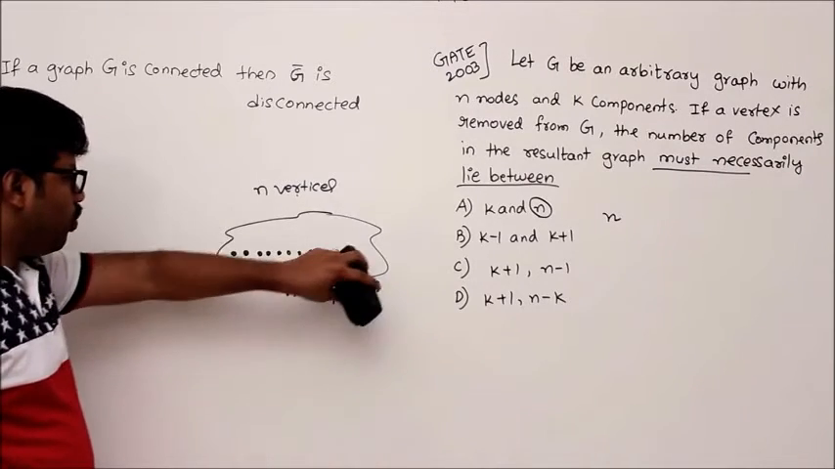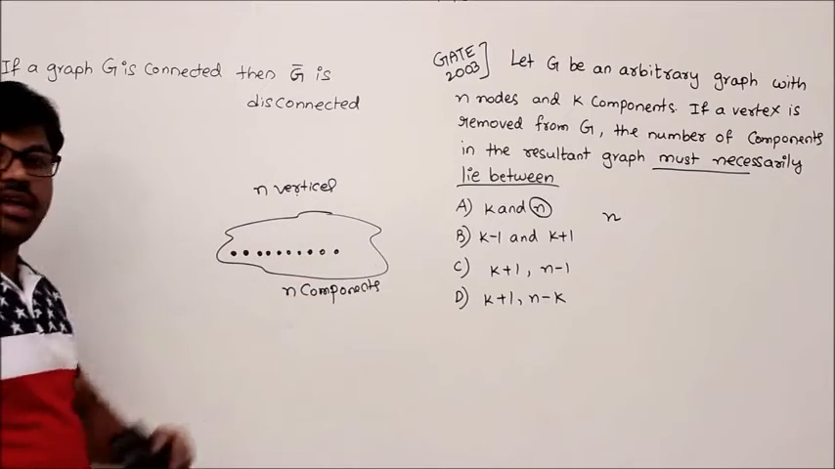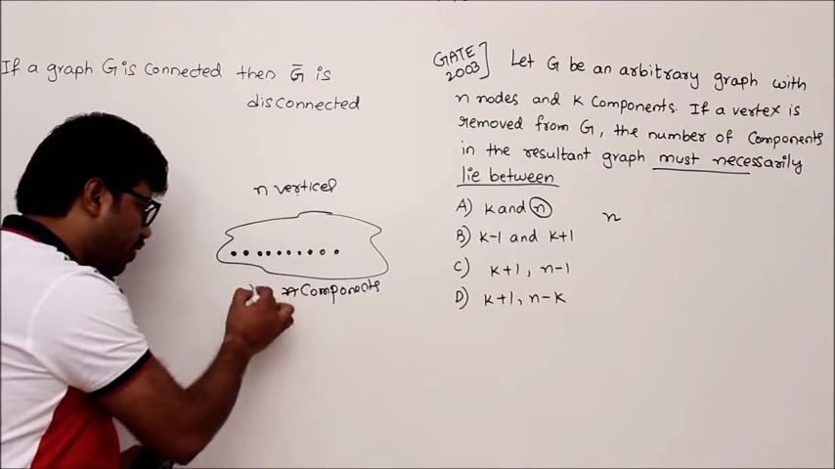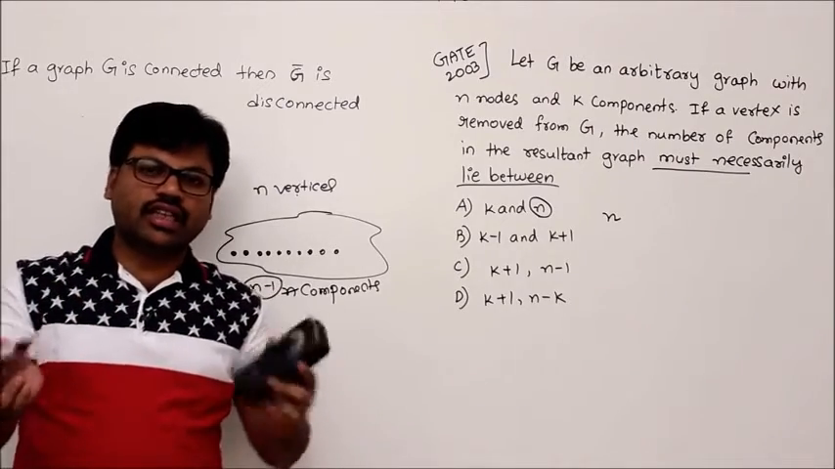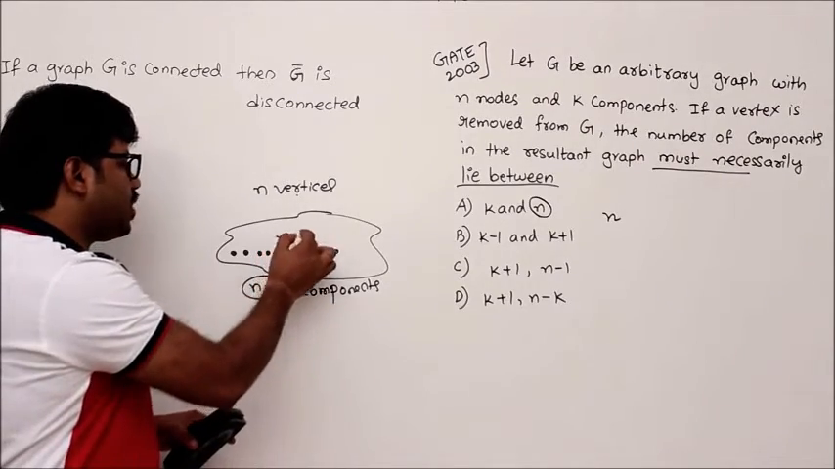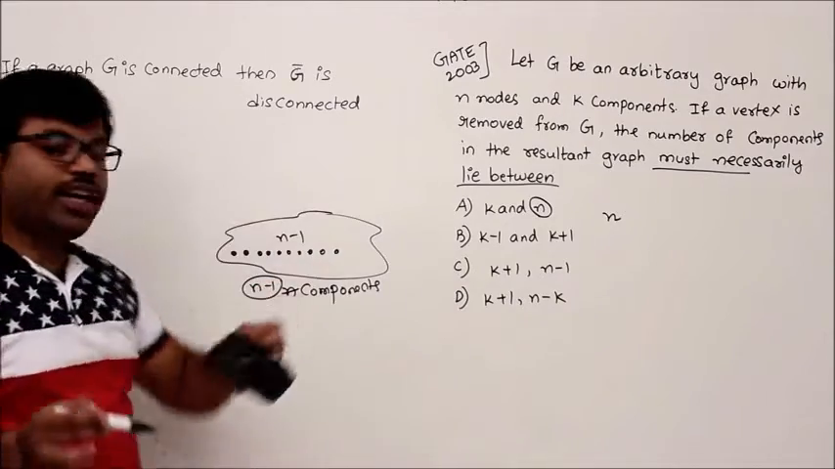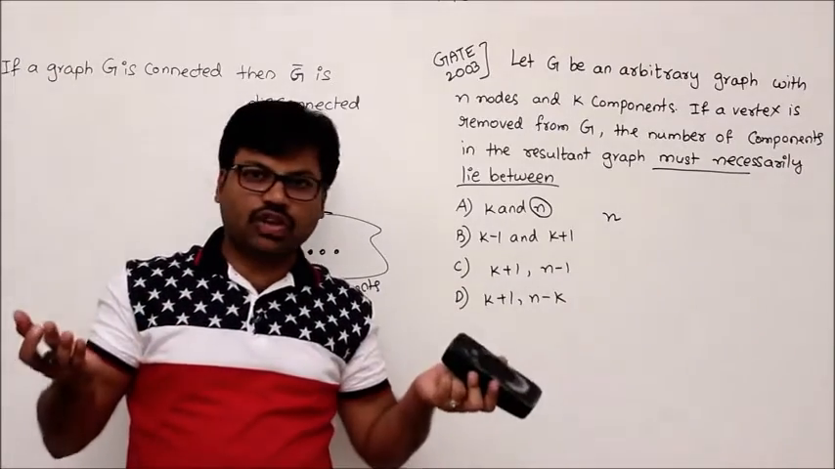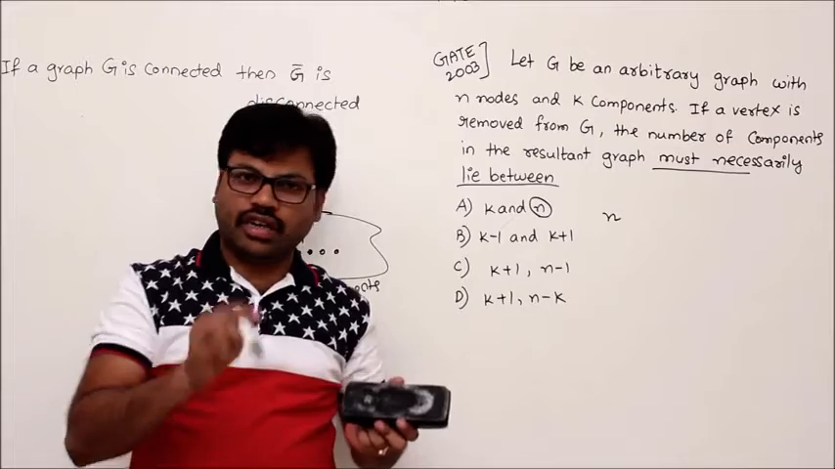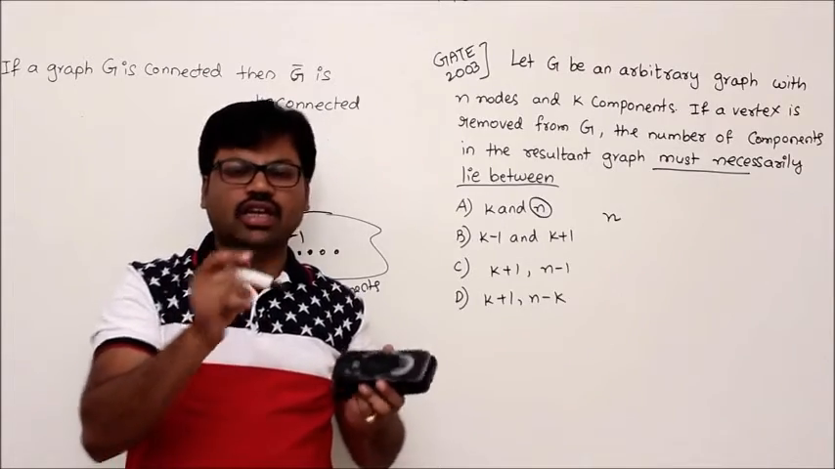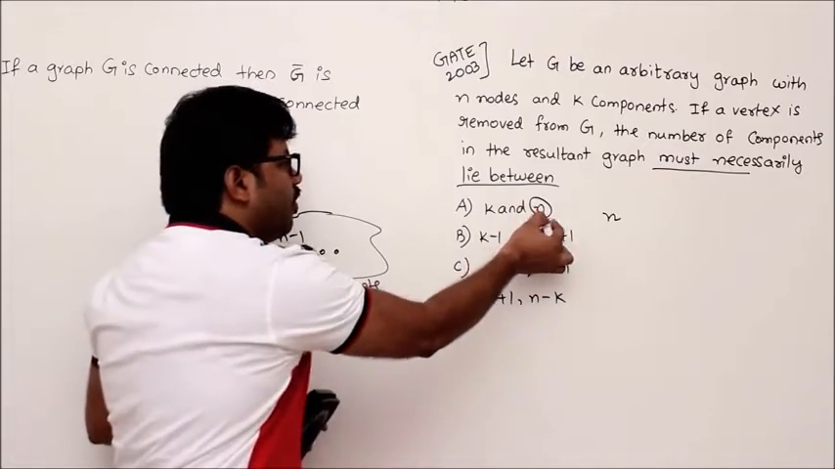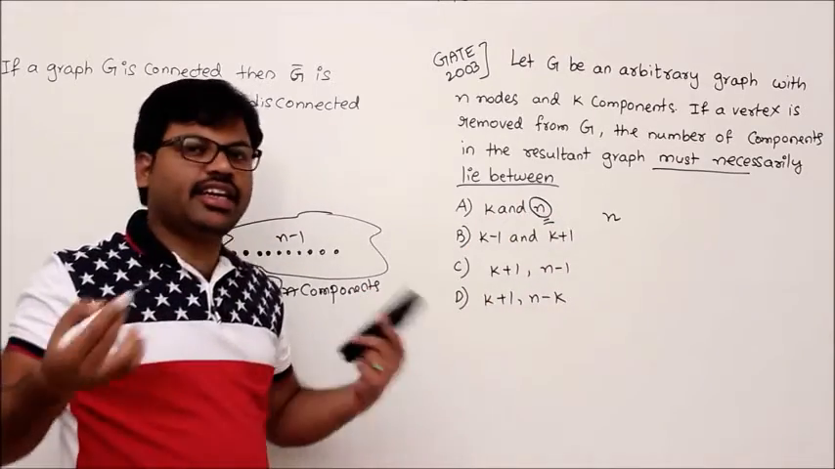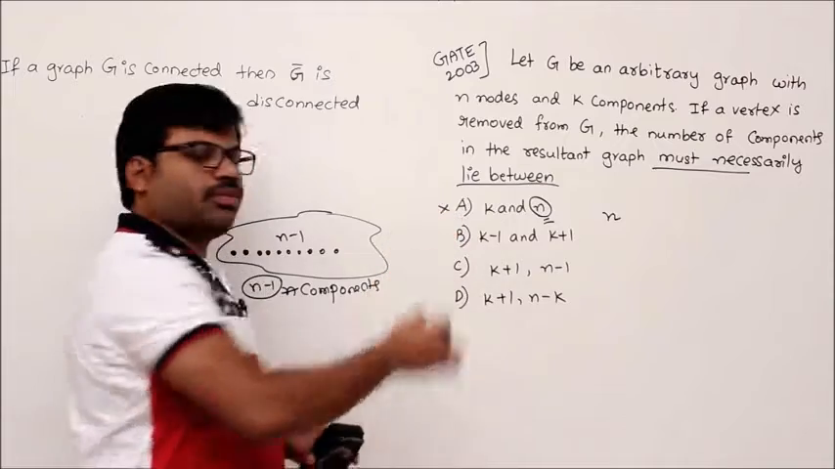Now if you remove one vertex from that, then the number of vertices will definitely decrease by 1, so it will become n minus 1, because you are losing one vertex. Then the remaining vertices are only n minus 1 in the graph. Then how can you have more than n minus 1 components? Impossible, because every component should have at least one vertex. Then the maximum components you can have is n minus 1. So you never have n components in the resultant graph. That's why option A is wrong.